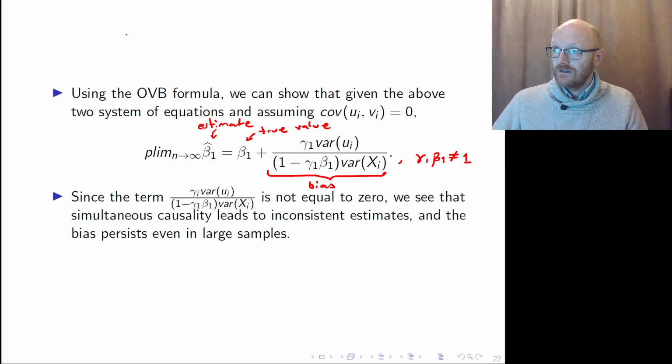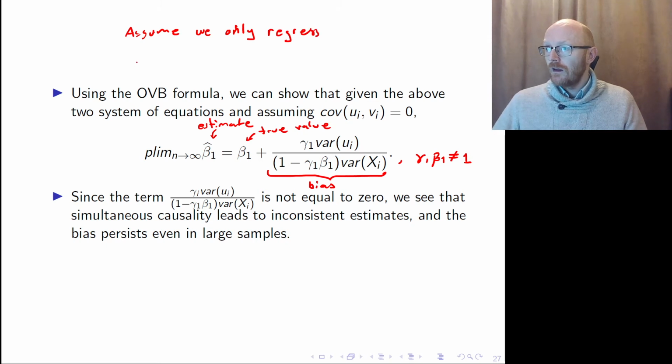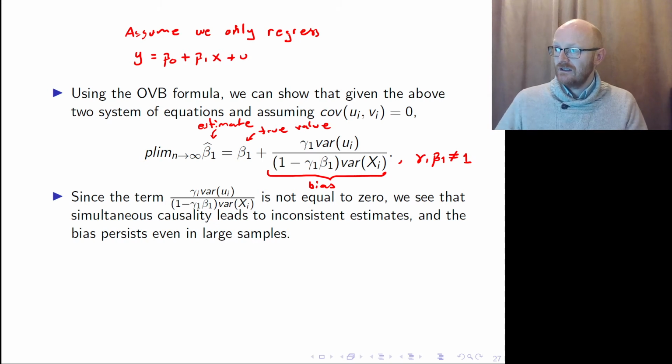So in this case, we assume we only regress y equals beta naught plus beta 1 x plus u. Okay, and then you see that you get this biased estimate of the slope. Okay, and you can do the same for regression 2 as well. So this is regression 1. Okay, so we have inconsistent estimates, and the bias persists no matter how much data we collect.